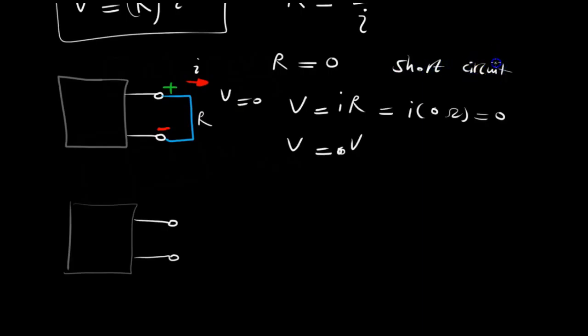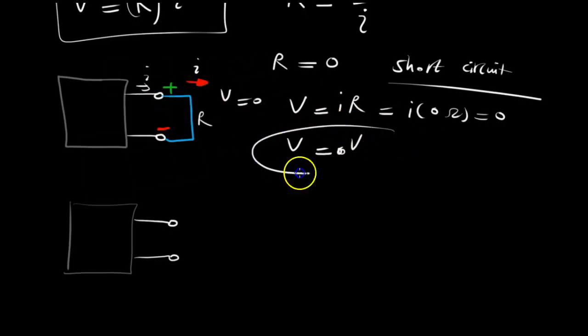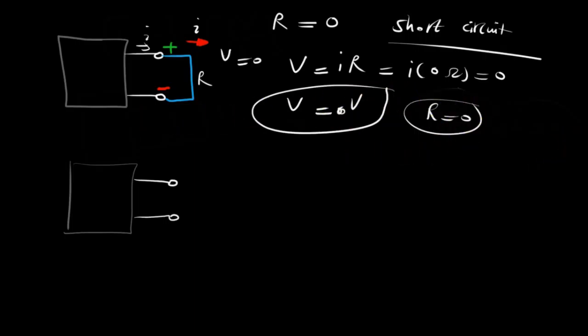And we need to remember the properties of a short circuit. The same current that was coming here is going to be flowing there, and the voltage drop across the wire is 0. Across the short circuit, the voltage drop is 0. So we need to remember this, and that R is equal to 0. That's the important part to remember for short circuits.